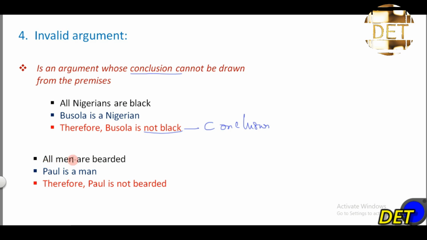Another example is all men are bearded. Paul is a man, therefore Paul is not bearded. So that Paul is not bearded is a conclusion that is not drawn from the premises. That makes this argument an example of an invalid argument. So again, an invalid argument is an argument whose conclusion cannot be drawn from the premises. The conclusion is not drawn from the premises.